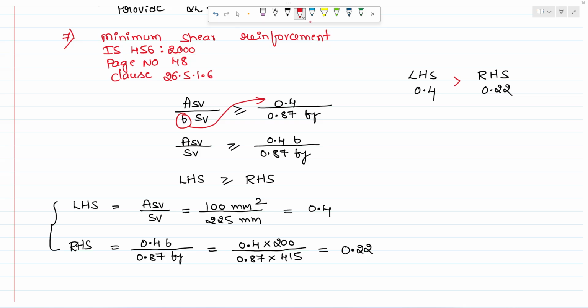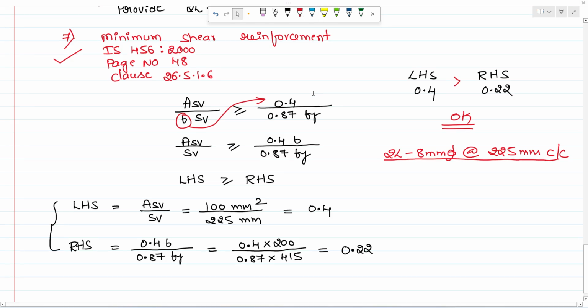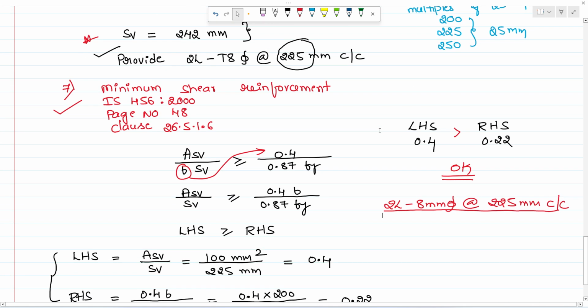Hence, whatever the shear reinforcement provided, it has satisfied the minimum requirement. Hence, it is okay. So I will provide two-legged 8 mm dia at 225 mm center to center. So this has satisfied minimum requirement. Okay. So next step will be, what is the step? I think step number 8.